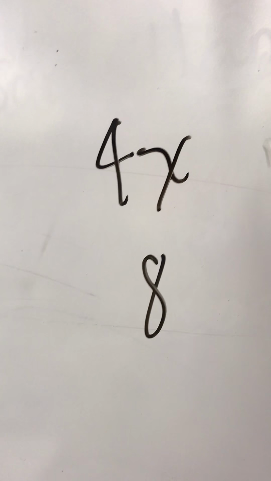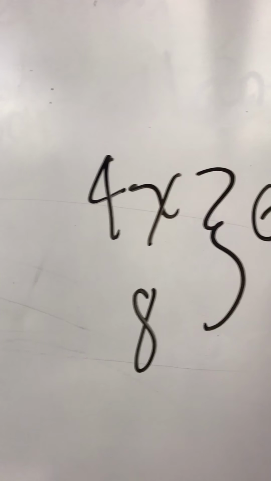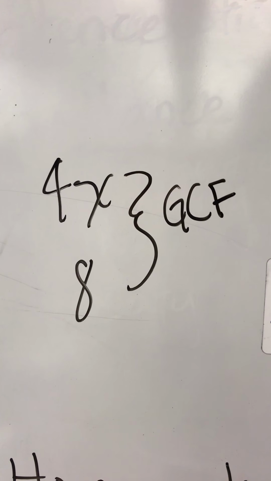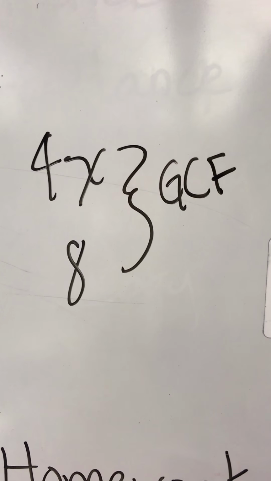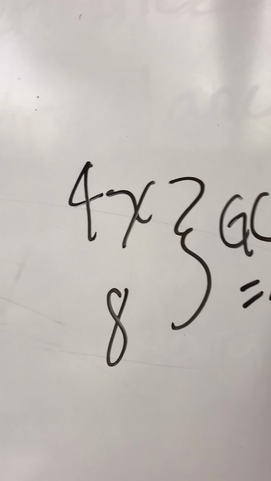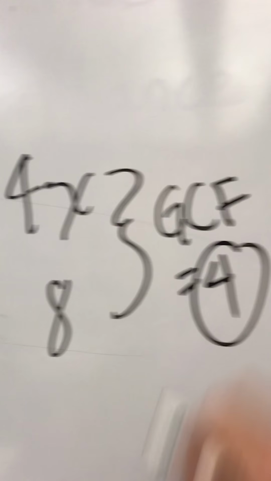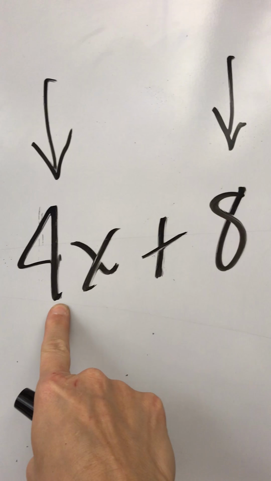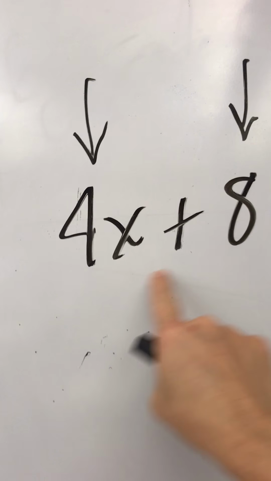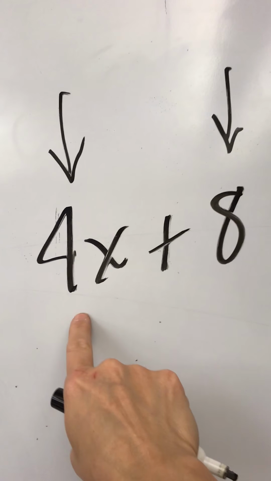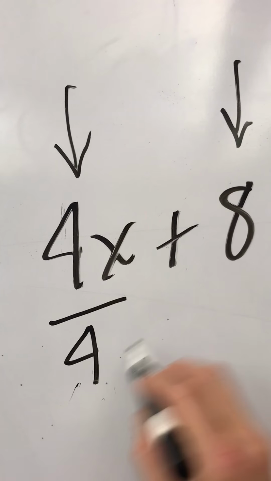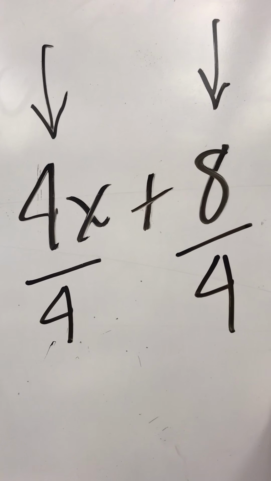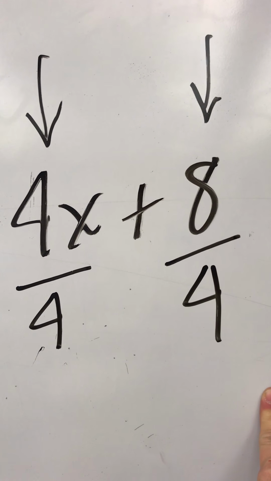And we need to figure out what is the GCF of 4x and 8. Okay? So the only thing that 4x and 8 have in common is 4. The GCF is 4. Once you know the GCF, then you can divide both of these terms by the 4. If I divide this by 4 and divide this by 4, basically I'm working backwards. This is like the distributive property in reverse.